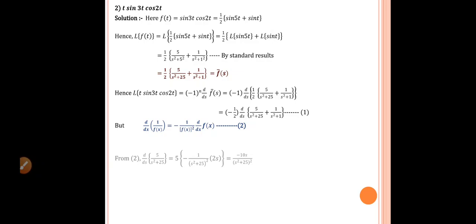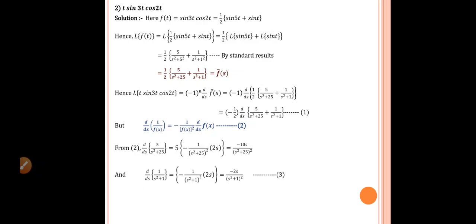So applying this result of differentiation, we get d by ds of 5 upon s square plus 25 as minus 10s upon s square plus 25 whole square. And for the second term, d by ds of 1 upon s square plus 1 is equal to minus 2s upon s square plus 1 whole square. So from 1 and 3 we get the final answer as Laplace transform of t sin 3t into cos 2t is equal to 5s upon s square plus 25 whole square plus s upon s square plus 1 whole square.